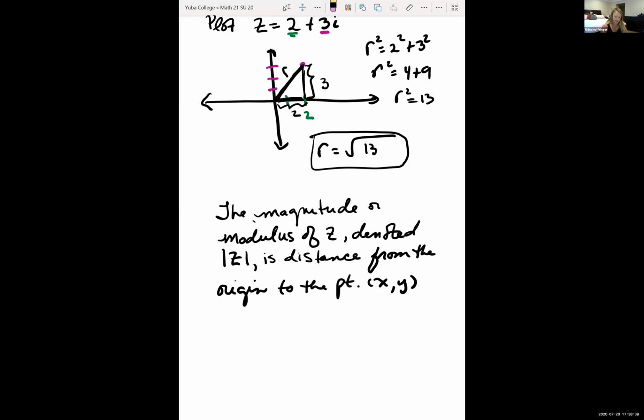So the absolute value of z, or the magnitude of z, or modulus of z, can be written as the square root of x squared plus y squared, which is what we did here, just like we've been doing in the past by getting that length of our hypotenuse or our radius.